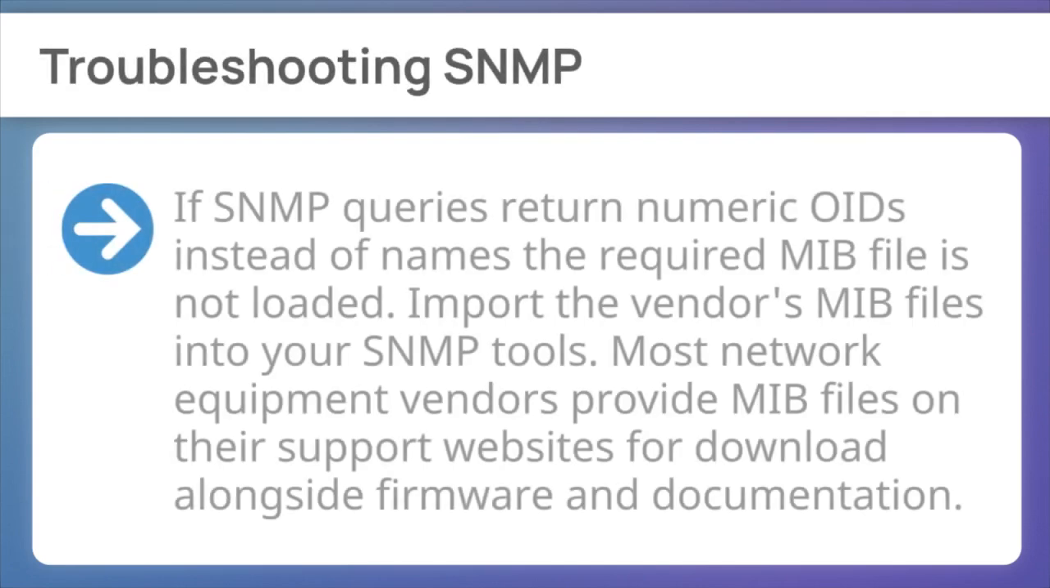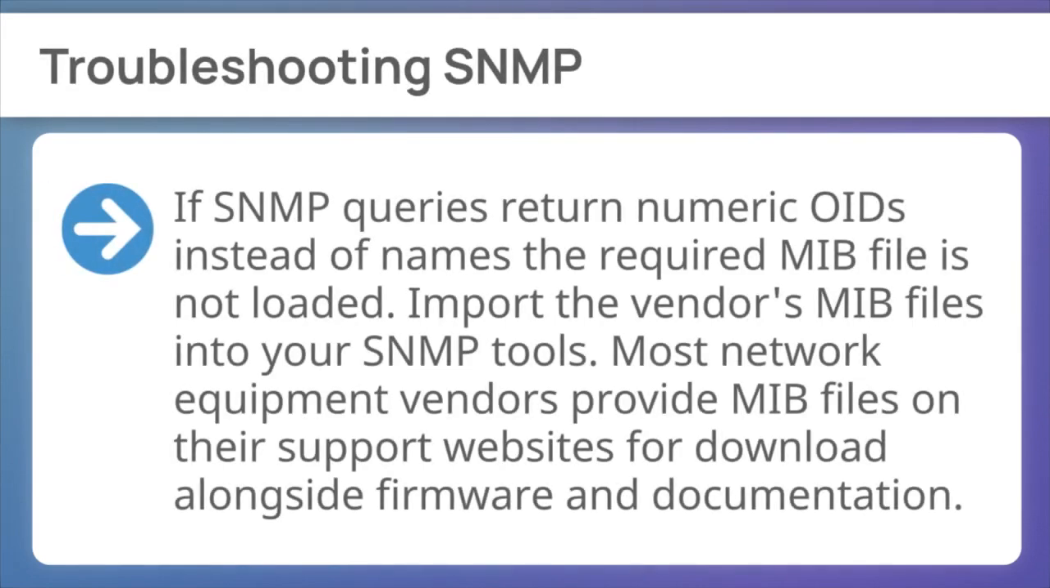Finally, troubleshooting SNMP. If SNMP queries return numeric OIDs instead of names, the required MIB file is not loaded. Import the vendor's MIB files into your SNMP tools. Most network equipment vendors provide MIB files on their support websites for download alongside firmware and documentation.